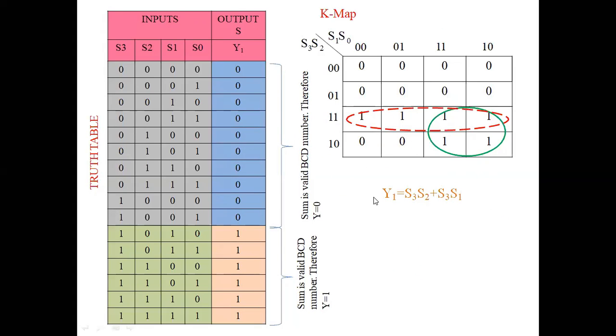ఆ K map ఎలా డ్రా చేసామంటే BCD లో మనకు 10 to 15 values are 1. ఆ ones ని ప్లేస్ చేసుకొని we have to construct the K map, that is a 4 variable K map. From the 4 variable K map we will get the 2 quad possibilities. By using 2 quad possibilities we can get the Boolean expression, that is Y1 is equal to S3 S2 plus S3 S1.